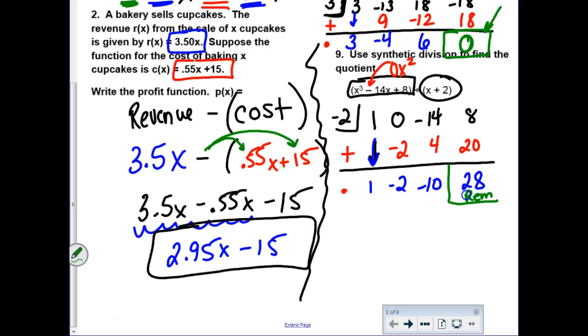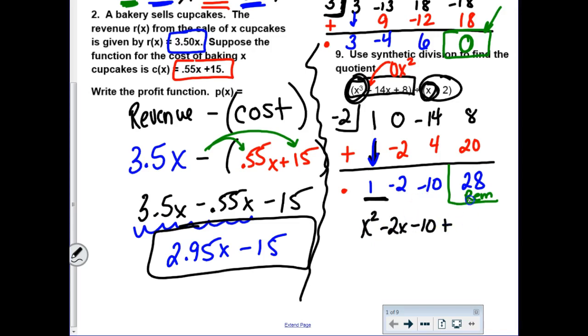So if I was on a multiple choice test, maybe I wouldn't have to do a ton more work because I'd look through my choices and look for the one that has a 28 remainder. But what if something like more than one choice had a 28 remainder? So remember, guys, you take your lead term, divide it by this lead term. So if you started with an x to the third and you divided it by an x to the first, that means this guy right here must be a 1x squared. And then this next one would be a minus 2x. This is your constant of minus 10.